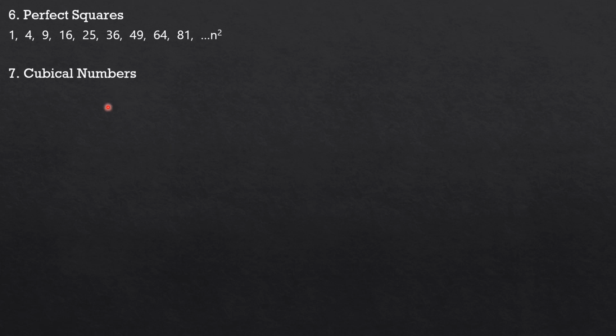Cubical numbers, like the number of identical objects if you decide to arrange them in cubical shape. So these are 1 cube, 1, 2 cube, 8, 3 cube, 27, 4 cube, 64, 5 cube, 125, 6 cube, 216, 7 cube, 343, 8 cube, 512, and so on and so forth. So in general, n cube. So self-explanatory. You're just familiar with perfect cubes.